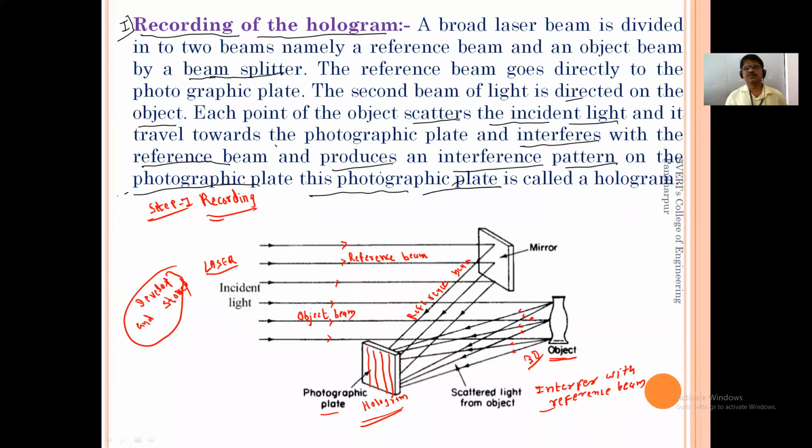This photographic plate is called as hologram. Okay, this is step number 1.